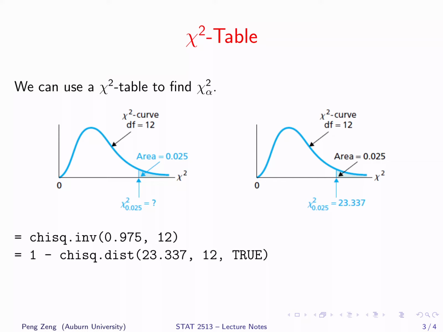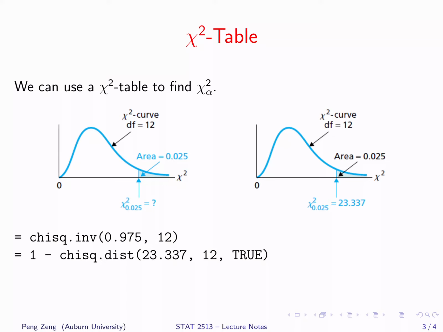The Excel function is chi-square.inv(0.975, 12). This function is similar to the t function, t.inv. It has two arguments. The first argument is the probability to the left, and the second argument is degrees of freedom. Sometimes we also need to find the probability to the right of a number.